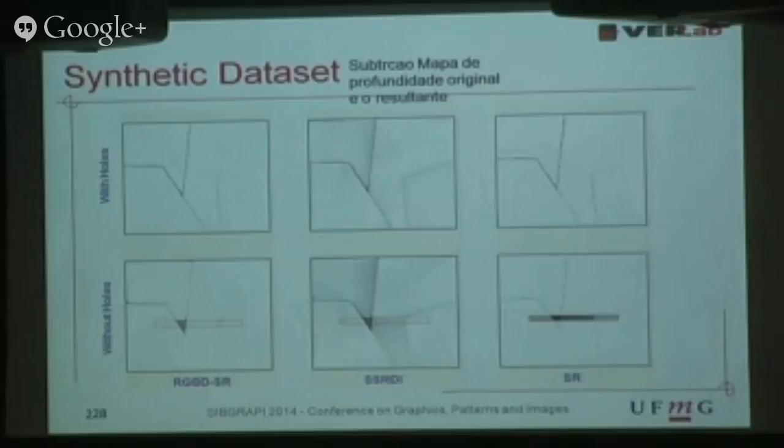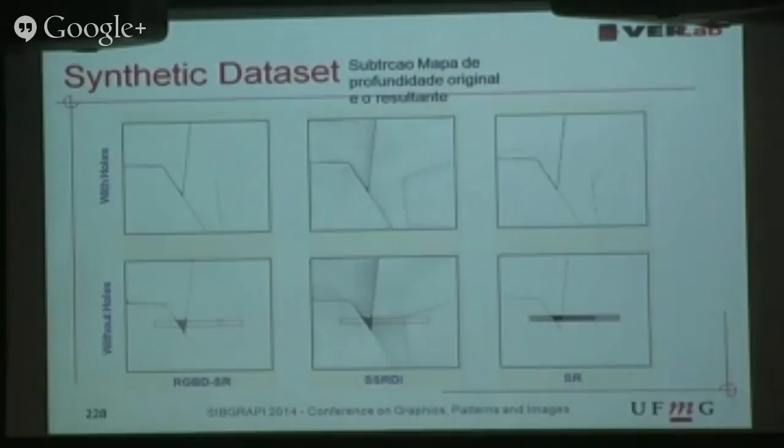You can see here you have these artifacts that are not shown here. So the super resolution technique was not able to recover the hole, okay? So this is important. Why? Because besides obtaining a better image, we also obtain a better depth information.